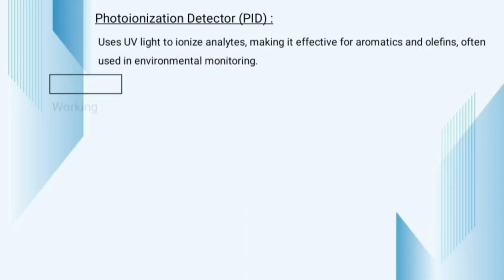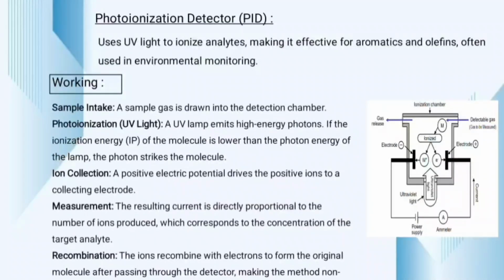Working of photoionization detector: the sample gas enters the detector chamber. The UV lamp emits ultraviolet light with high energy. When the UV light strikes molecules with low ionization energy, the molecules become ionized and form ions and electrons. The voltage applied inside the detector attracts the ions towards the collecting electrode. The current generated is proportional to the concentration of the analyte present in the sample. After detection, the ions recombine to form the original molecules, making the process non-destructive.